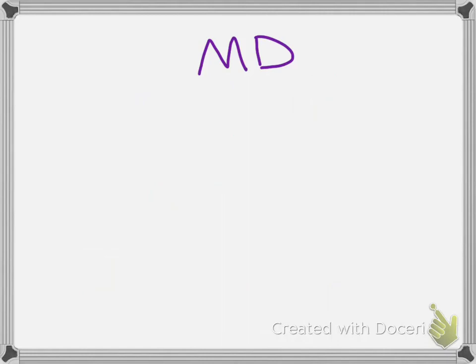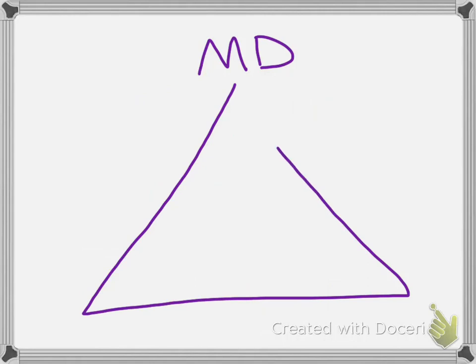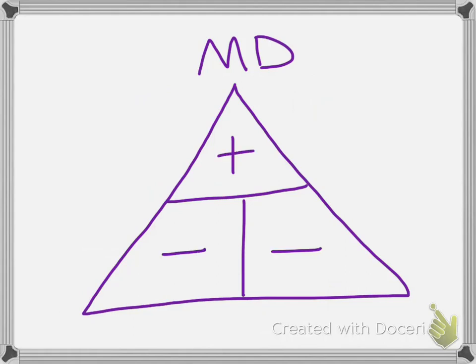And in this case, M stands for multiplication, D stands for division. So I always remember MD triangle. So write MD at the top and then make a triangle. And your triangle will always be divided into 3 parts. On the top is positive, and on the bottom we have our negatives. So you have to remember what this MD triangle looks like. So copy it down, and then we're going to use it for our problems.